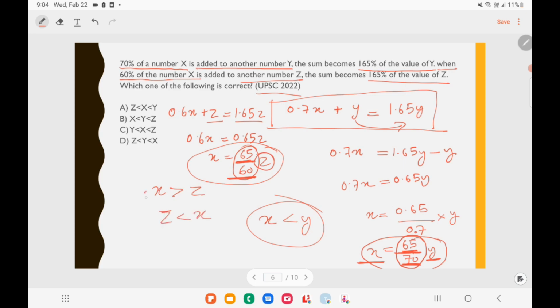So x greater than z and z less than x mean the same. Here we got x is less than y. Here we got z is less than x. So together we can write z less than x less than y. So our answer will be option A.